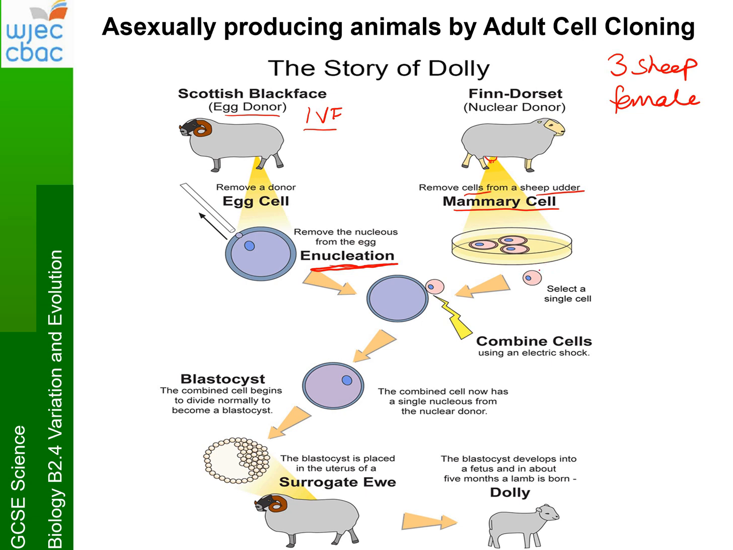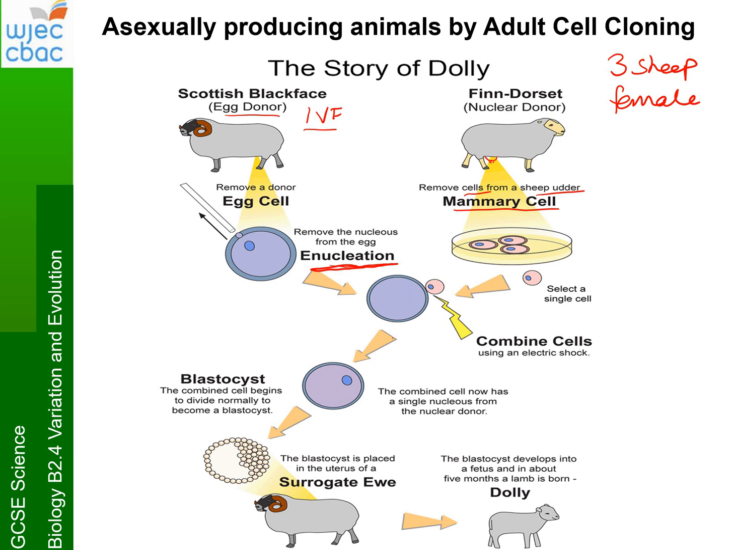And we've got our single mammary cell that has DNA, okay, inside the cell itself. We combine the cells using an electric shock. So the DNA from the sheep's udder cell here, from the Finn Dorset sheep, goes into the nucleus, okay, and combines. All of the DNA has come from this sheep. So there's no sperm and egg fertilization with half the DNA coming from the sperm and half from the egg.